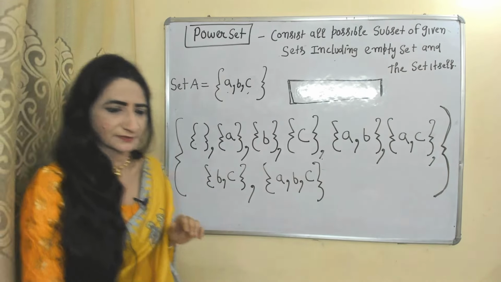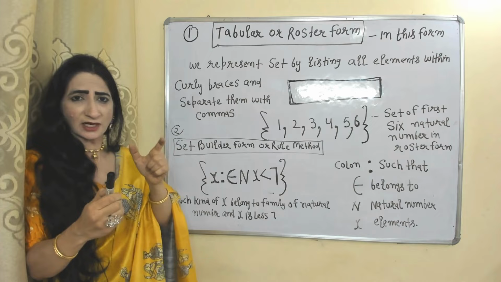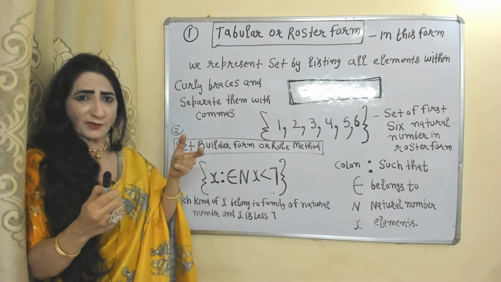There are two forms of representing a set: first, tabular form, or you can say roster form; second, set builder form, or you can say rule method. In roster form, we simply represent a set by listing all elements within curly braces and separating them with commas. Here you can see the set of the first 6 natural numbers in roster form.